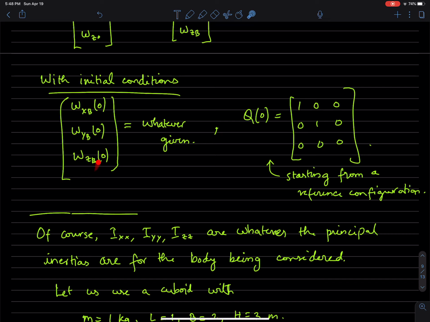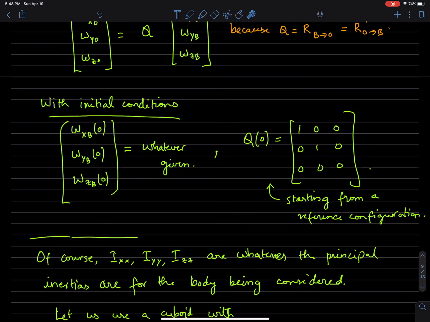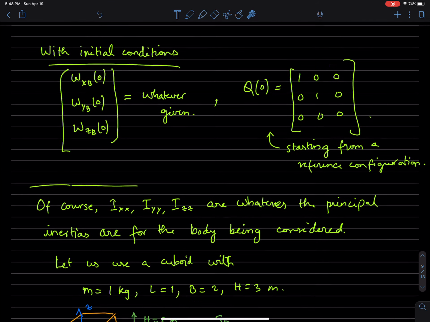Initial conditions can be some initial angular velocity, say expressed in the B frame. Sometimes you may know the angular velocity in the zero frame, but of course you can use this transformation matrix to convert between the two. Anyway, so the angular velocity is given. Let's say the rotation matrix initially is the identity, no rotations. And that's it. We have differential equations, we have initial conditions, and we can solve this equation.